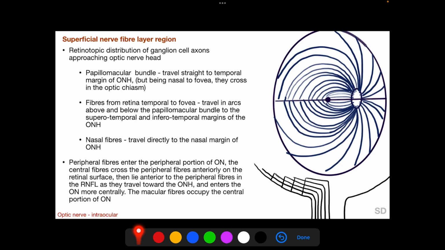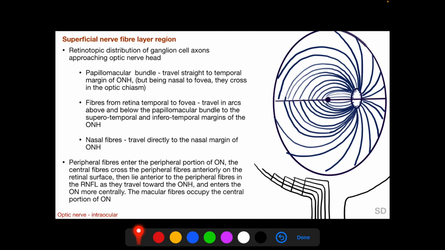The superficial nerve fiber layer has a retinotopic distribution of the ganglion cell axons approaching the optic nerve head. So this diagram represents an ophthalmoscopic view of the fundus, with the lines representing the direction of travel of the nerve fiber layer axons. In the papillomacular bundle, the nerve fibers travel straight to the temporal margin of the optic nerve head. But here it is important to understand, although it reaches the temporal margin of the optic nerve head, neuro-ophthalmologically speaking, it belongs to the nasal hemifield of the retina.